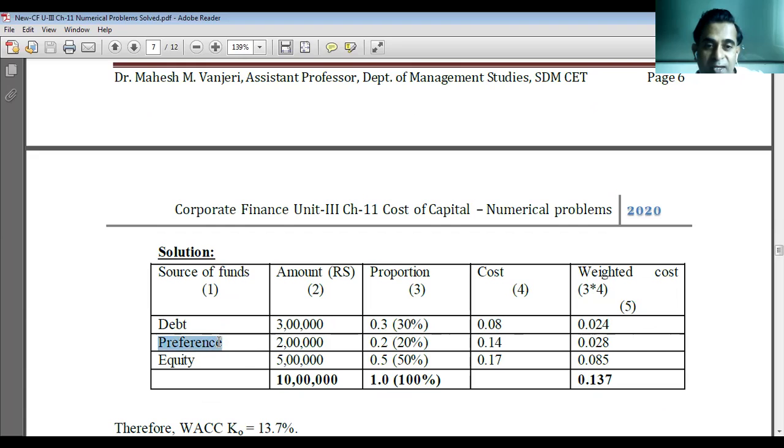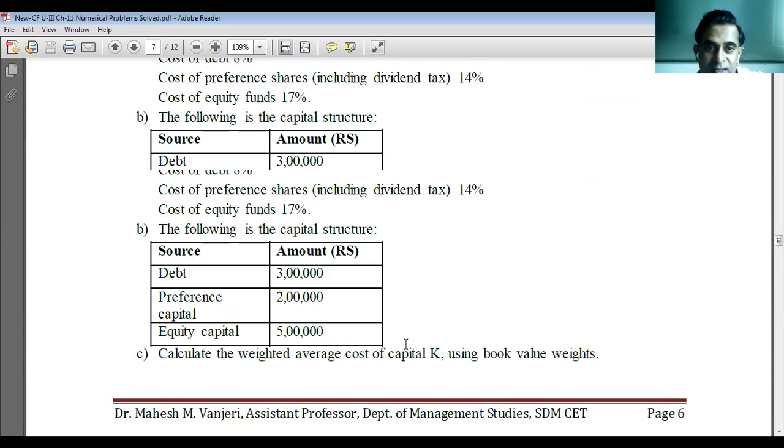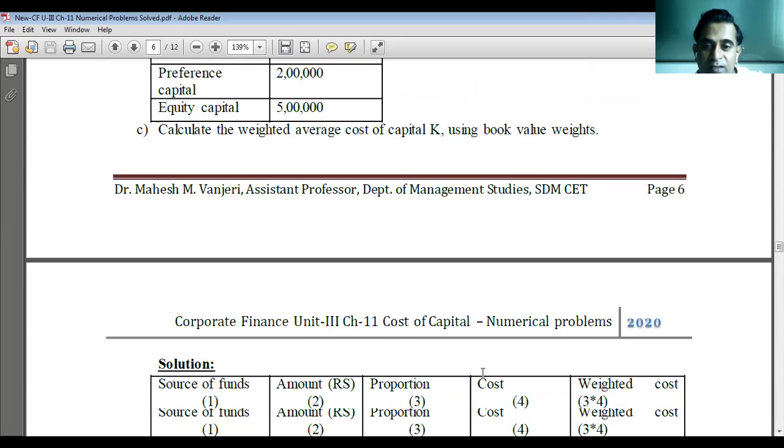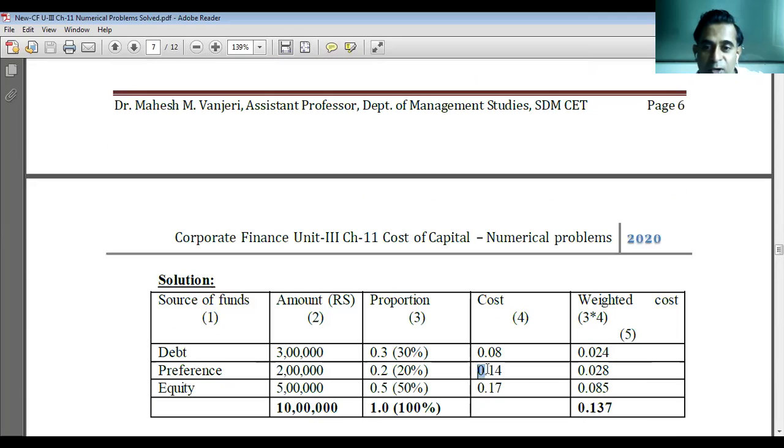Same way, preference capital, 2 lakh rupees. The proportion of preference capital in the overall capital of 10 lakh is 20%, which I rewrite as 0.2. The cost of preference capital as given in the problem is 14%, which I can rewrite as 0.14. If I multiply 0.2 into 0.14, what I get is 0.028.